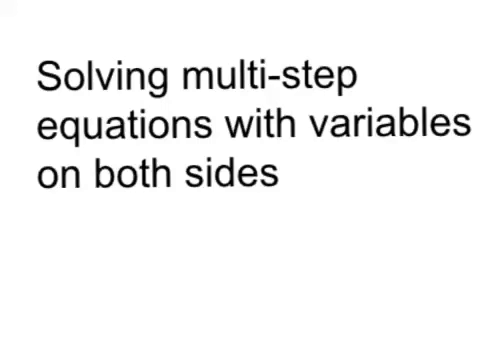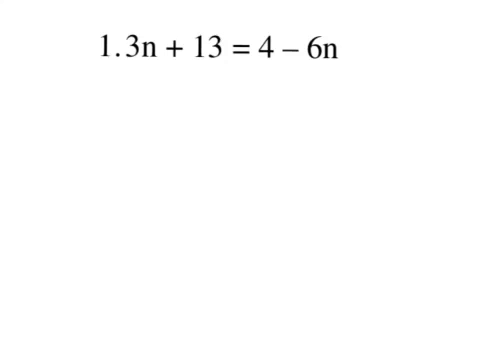Solving multi-step equations with variables on both sides. Alright, so in this first example, we have 3n plus 13 equals 4 minus 6n.